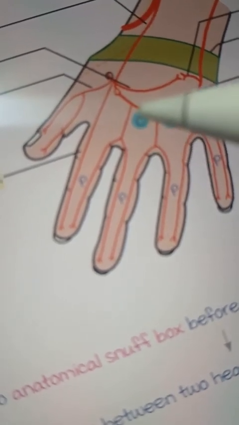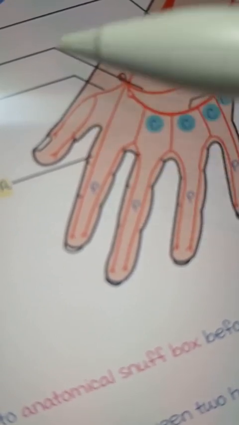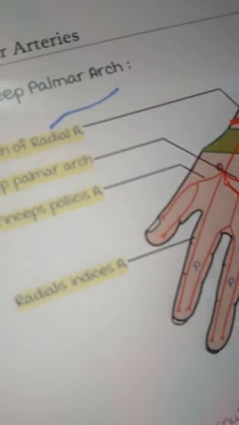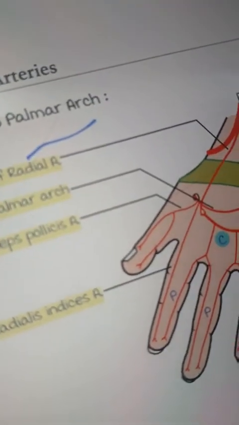Why are these called common digital arteries? Because this digital artery will supply both of them. Therefore, it's called C, common digital arteries. So basically, that's the radialis indicis artery. That's the princeps pollicis artery.